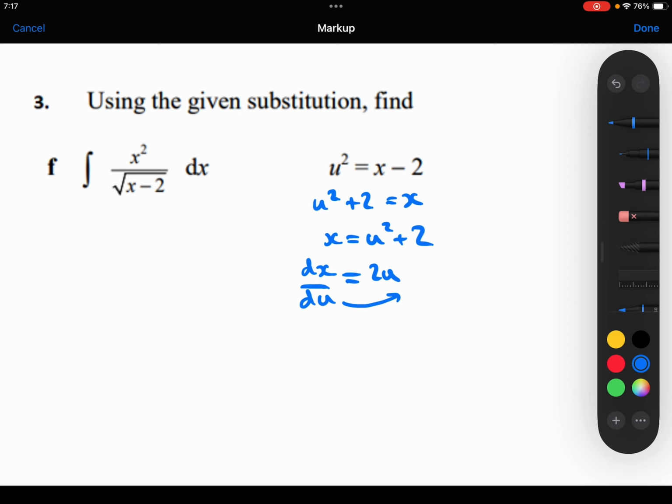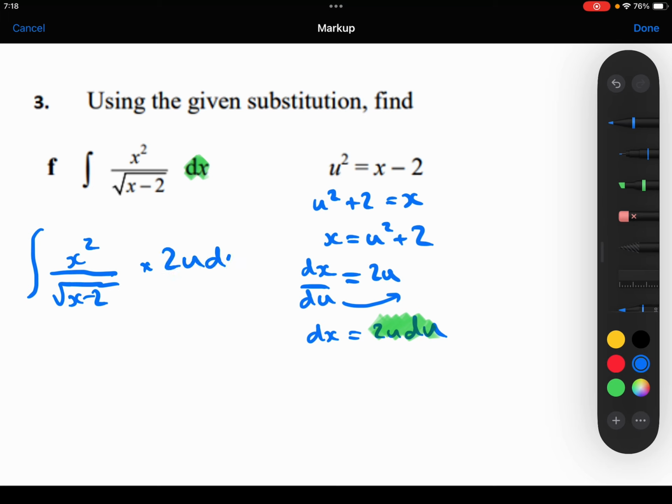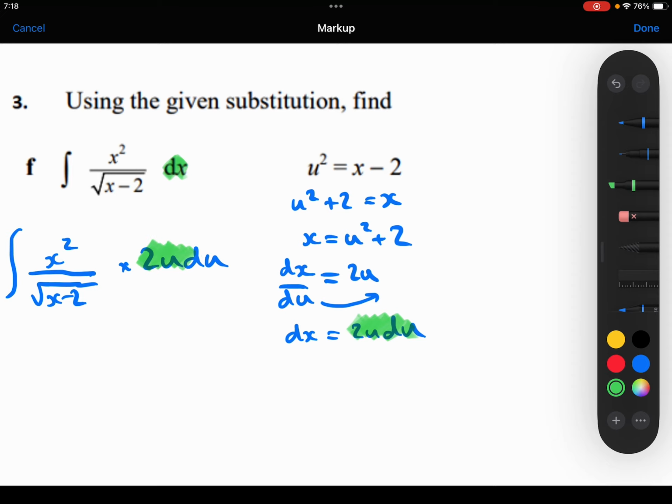And now we'll make the dx the subject. So I can replace this dx here with a 2u du. Let's leave the x squared and the square root of x minus 2 for now. We'll change those to be in the u world in a minute. So all I've done so far is changed the dx to be 2u du.